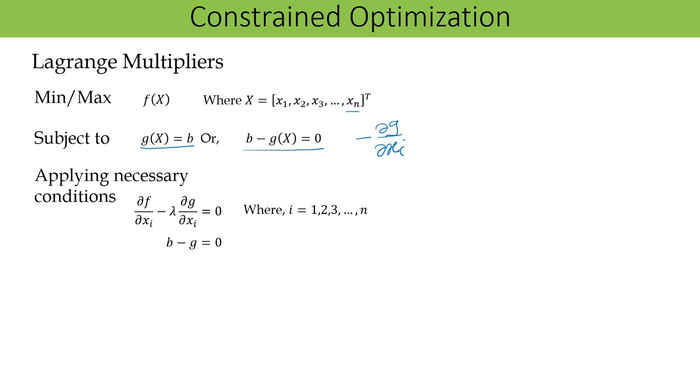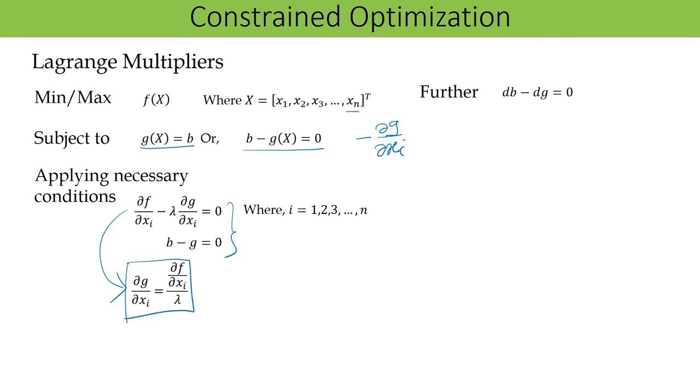And if I take the derivative with respect to lambda, then I get b minus gx equal to 0. So these two equations I get by applying the necessary conditions. From this equation, I can write that del g by del xi is equal to del f by del xi divided by lambda. Okay, so I'm getting this equation.